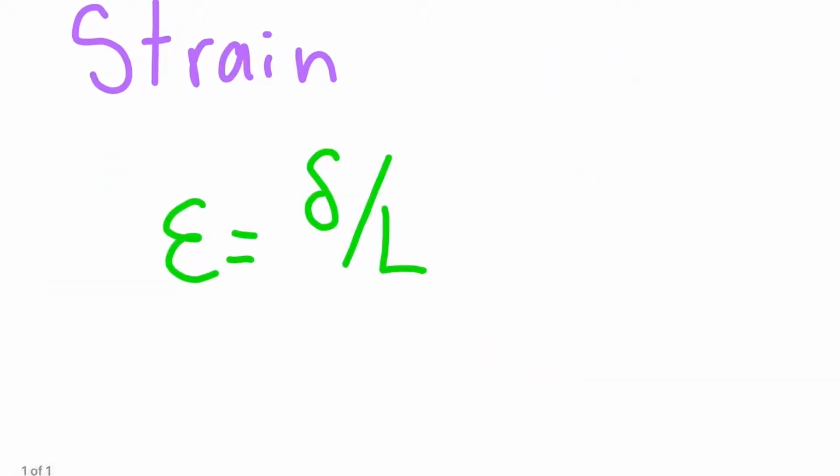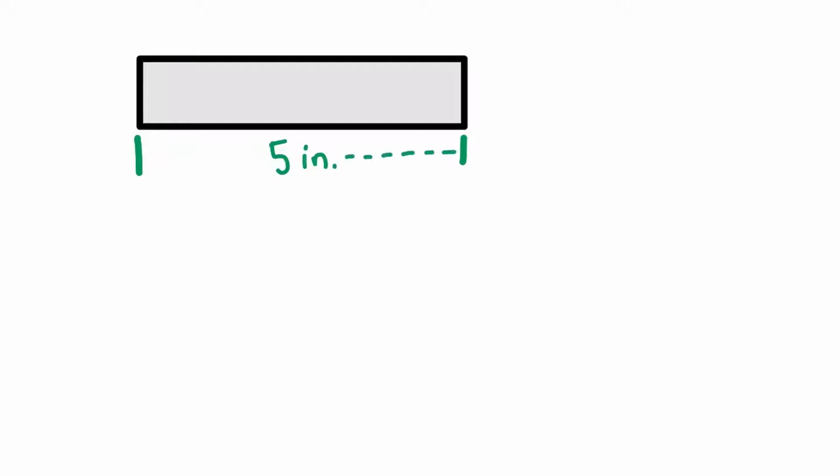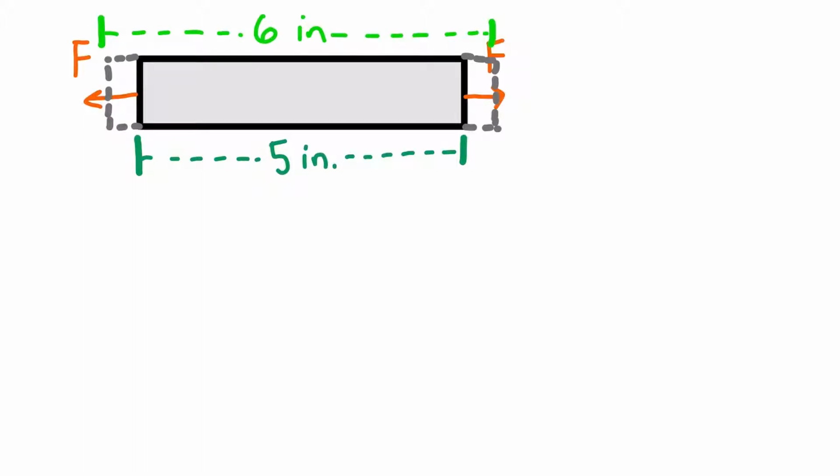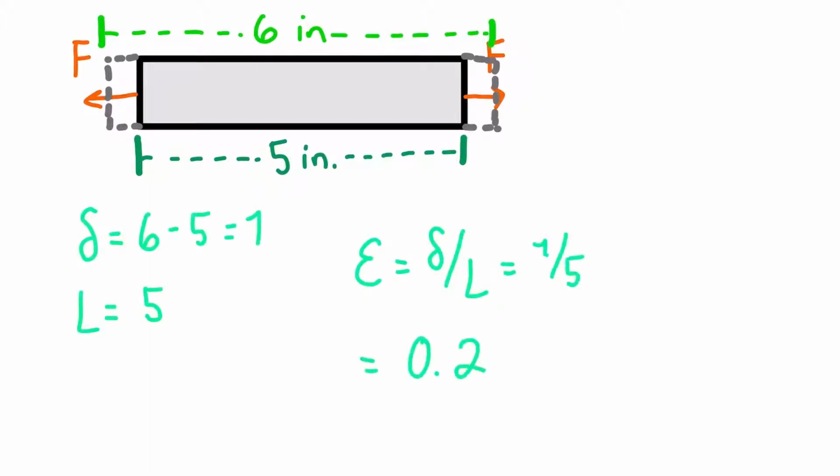Strain can be thought of as the percent deformation of a material due to an applied stress. Let's go back to our plastic bag. If we cut a strip of our bag that's about 5 inches long and we pull on both ends, it gets a little longer. If it gets an inch longer, then the strain will be 1 over 5 or 20%. Stress and strain go hand in hand.